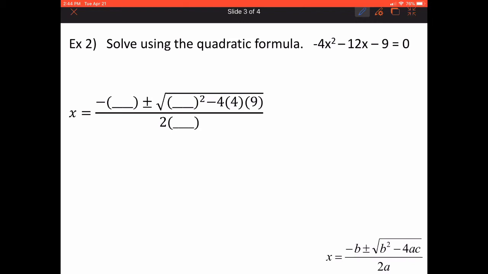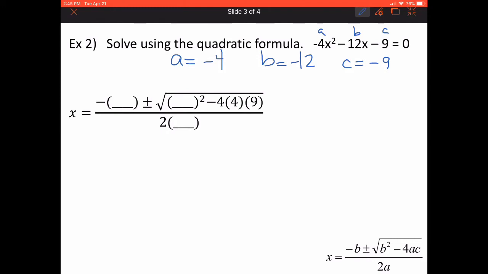All right, so let's try this second example. So we're going to solve negative 4x squared minus 12x minus 9 equals 0. So we're trying to find the numbers that we could plug in for x to make this equation true. So first thing, identify a, b, and c. So a is negative 4. It's the coefficient in front of x squared. B is negative 12. It's the number in front of the x. And c is negative 9 because it is the constant.